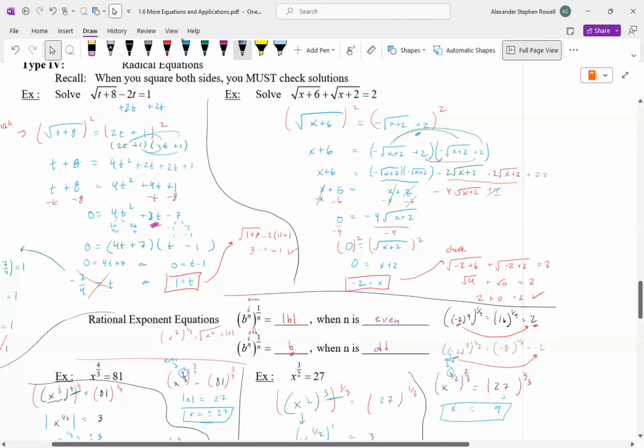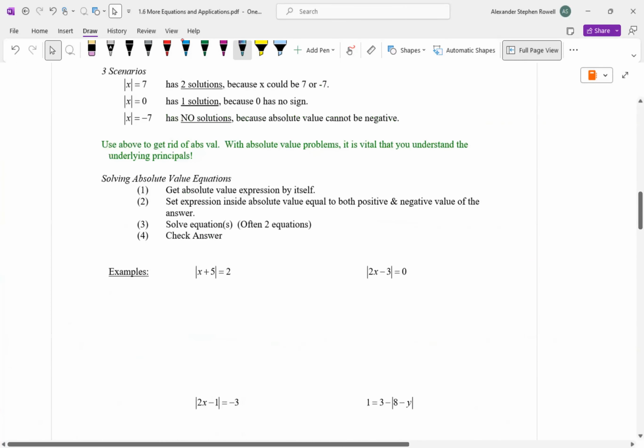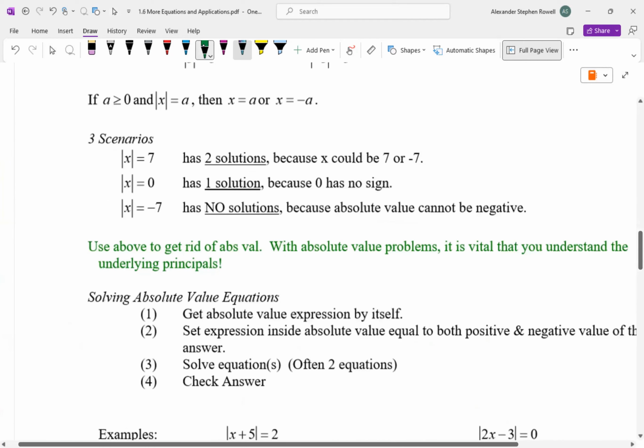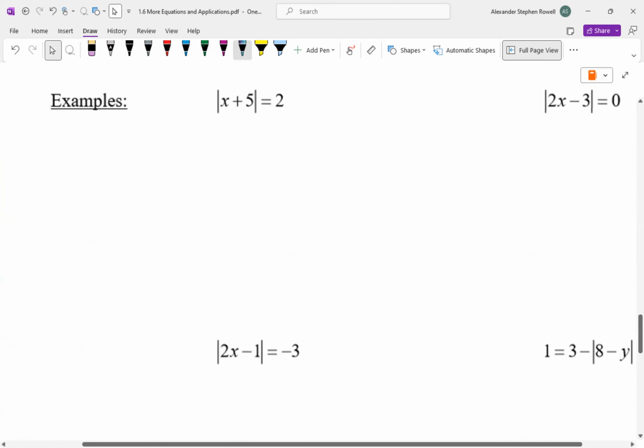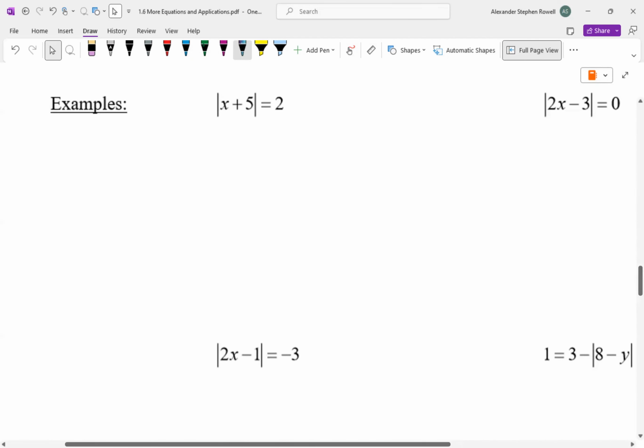Okay, now I'm going to get to the absolute value equations. Absolute value of 7 has two solutions. The absolute value of 7 is 7. The absolute value of negative 7 is 7, right? If the absolute value equals 0, it has one solution. And absolute value can never be negative. So if it's equal to a negative, there is no solution. Okay, so this first one, will it have two solutions, one solution, or no solutions? Absolute value equals a positive number.